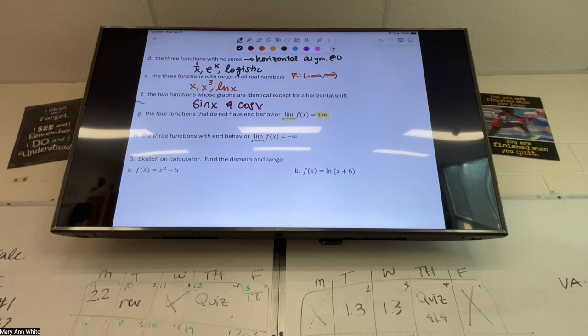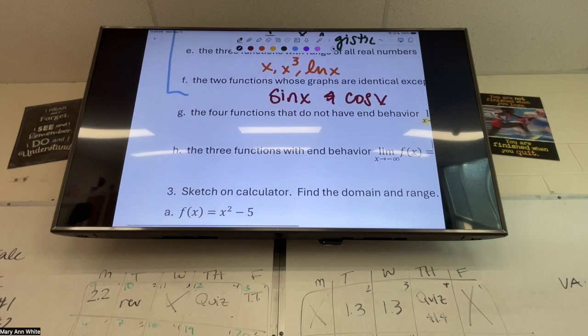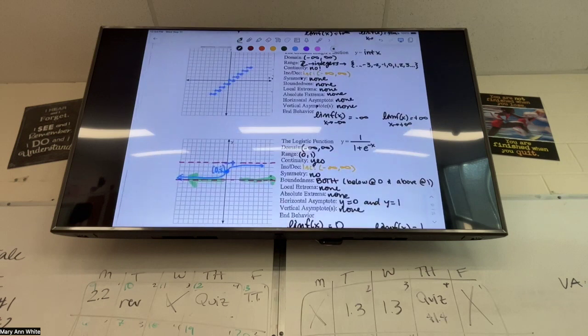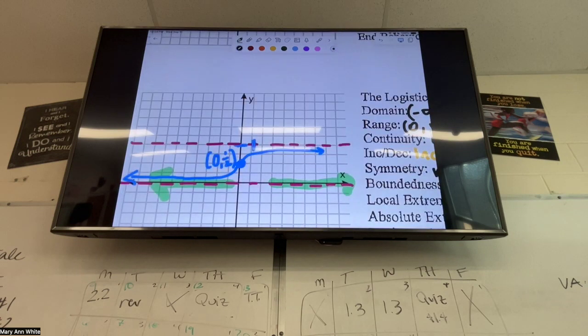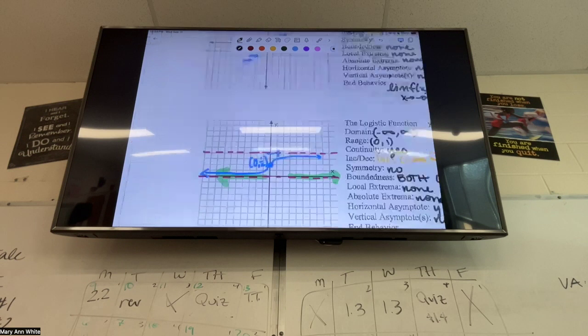Think you got one? Logistic does not. Very good. What does it approach? It approaches one. So if you remember, our logistic graph gets closer and closer to one. It doesn't go to positive infinity. What's another one that doesn't approach positive infinity as x does?